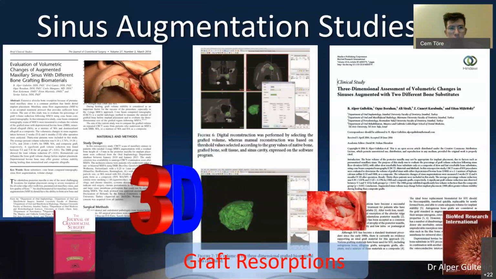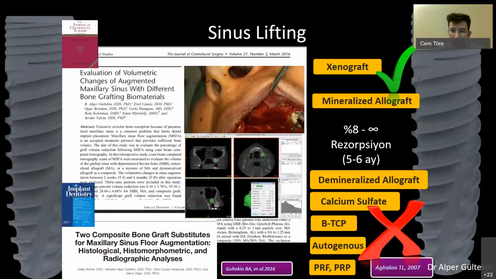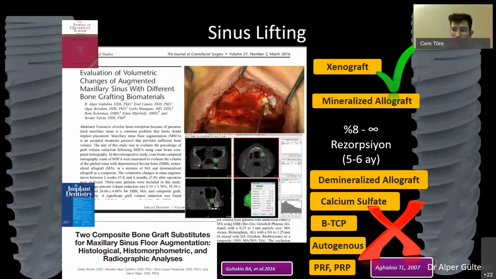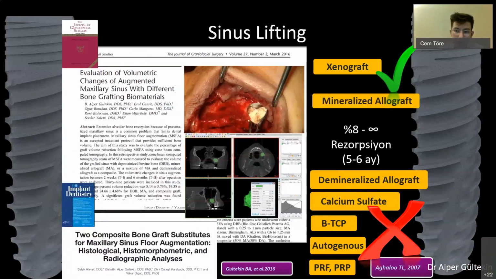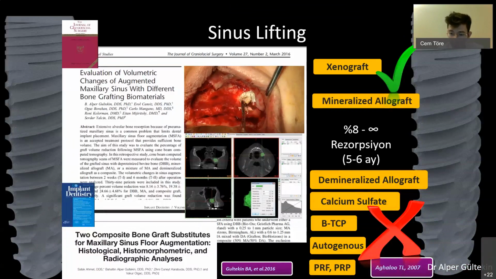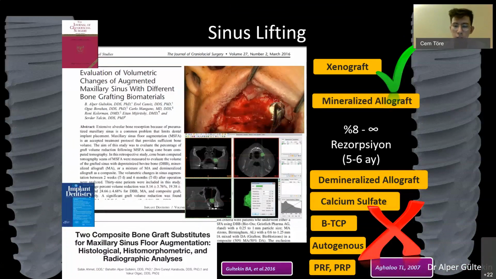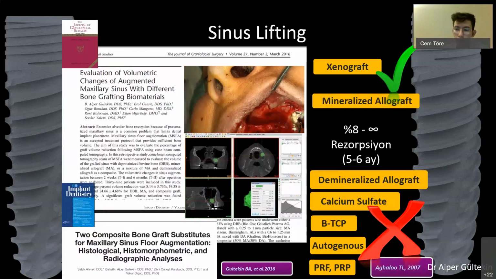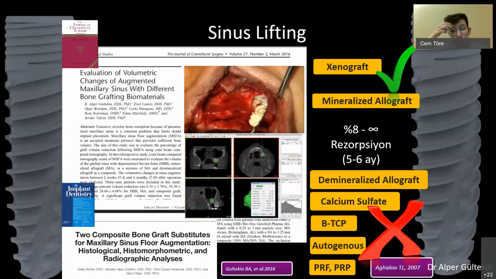There are a lot of studies about sinus augmentation materials. What it comes down to is this: xenografts and mineralized allografts are fine. These are the materials of our choice. Demineralized allografts, because they are demineralized, they will resorb. Calcium sulfate, beta TCP, autogenous bone as well, even though it's a gold standard material, or PRF. We prefer not to use these mainly because they resorb over the 6 month period.